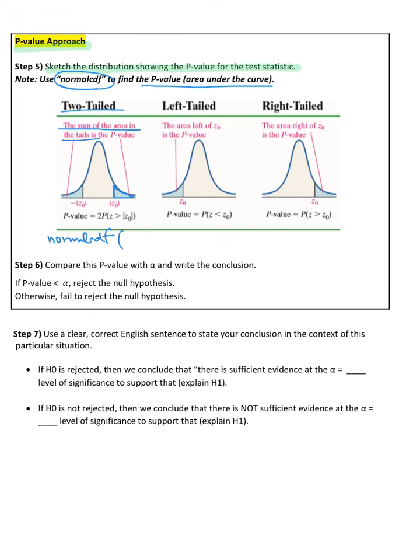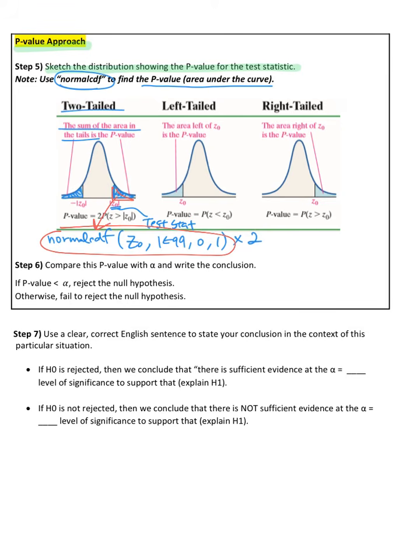So if you want to find the area to the right, you use normal CDF, and then Z sub 0, which is the test statistic, as the lower bound, and then 1E99, and then 0, 1. That will give you the area to the right. Then you multiply the answer by 2, and that will give you the total area. So this area right here is that.